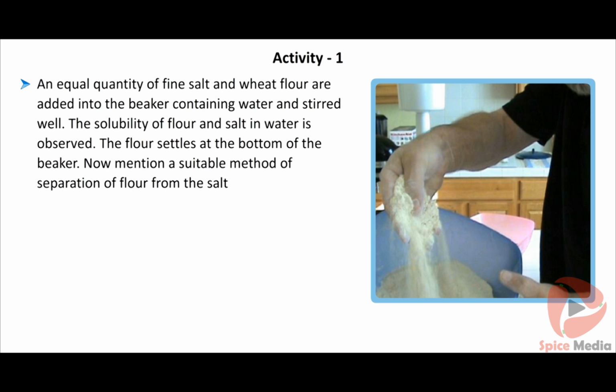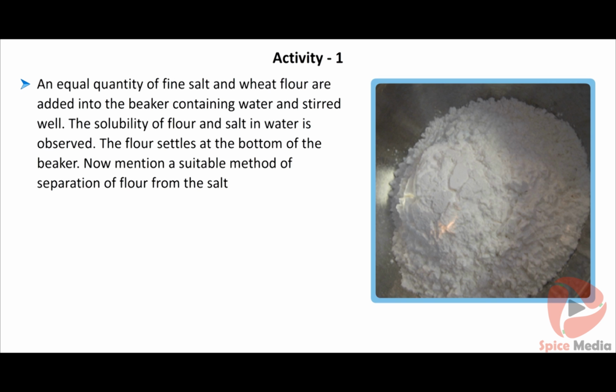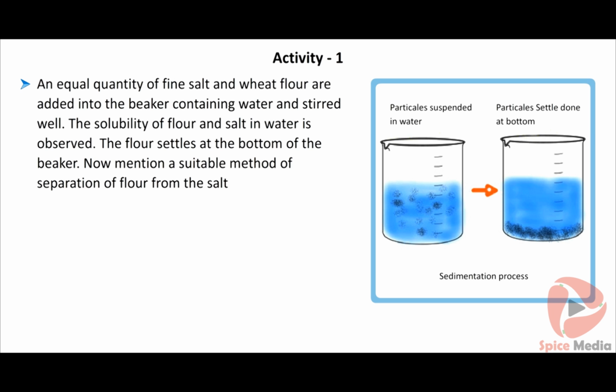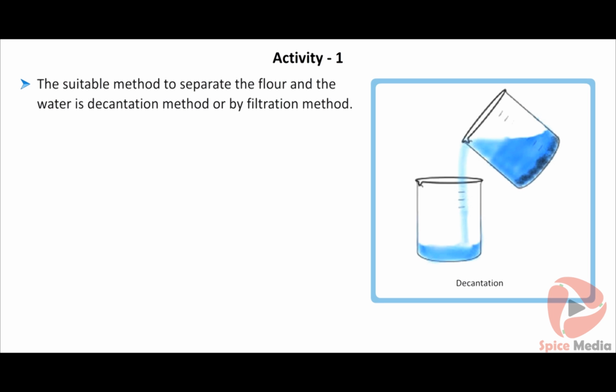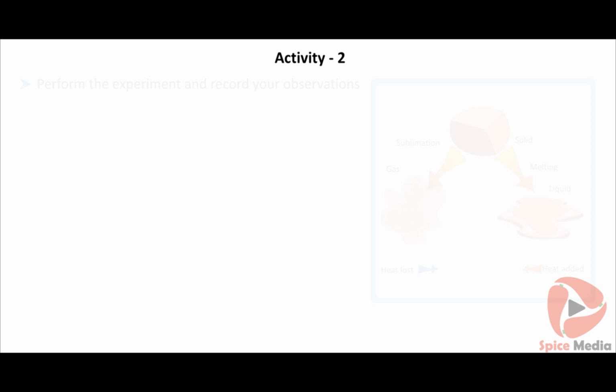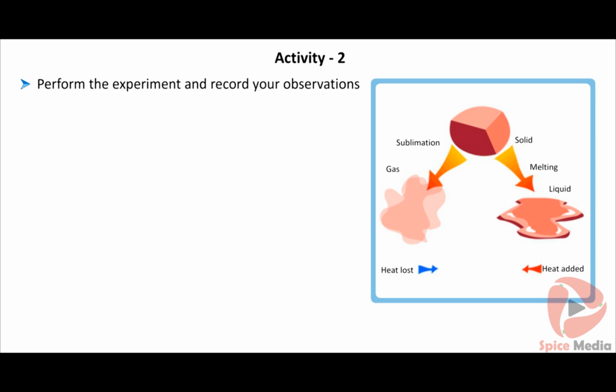An equal quantity of fine salt and wheat flour are added into the beaker containing water and stirred well. The solubility of flour and salt in water is observed. The flour settles at the bottom of the beaker. Now mention a suitable method of separation of flour from the salt. The suitable method to separate the flour and the water is decantation method. Perform the experiment and record your observations.